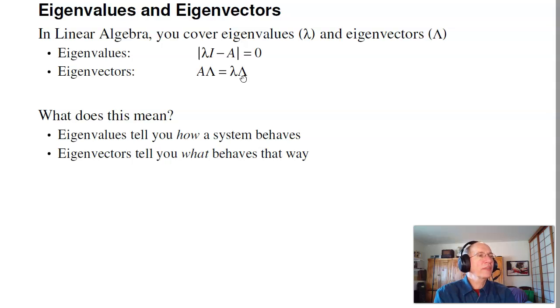What eigenvalues tell you is how a system behaves. What eigenvectors tell you is what behaves that way. So if you can look at a system and look at the eigenvalues and eigenvectors, you not only know how it behaves, but which part of the system behaves each way. I'll go through a couple circuits to illustrate that.